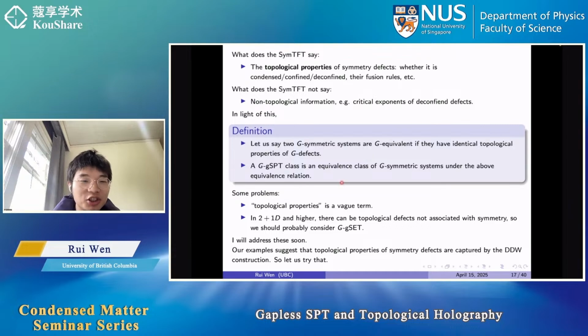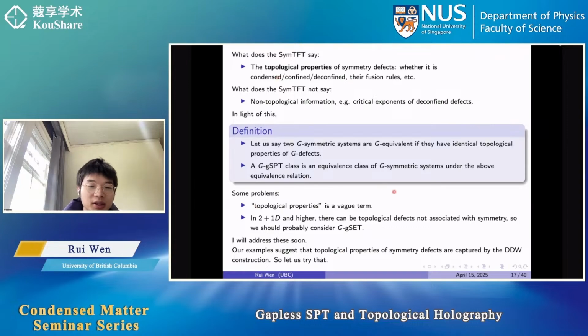And we say a G-Gapless SPT class is an equivalent class of G symmetric systems under the above equivalence relation. Okay. So there are still some problems. The first is that topological properties is a vague term, right? What do you mean by topological properties? Probably just this: what is condensed, what is confined, what is deconfined, and their fusion rule. That's probably what we mean by topological properties.